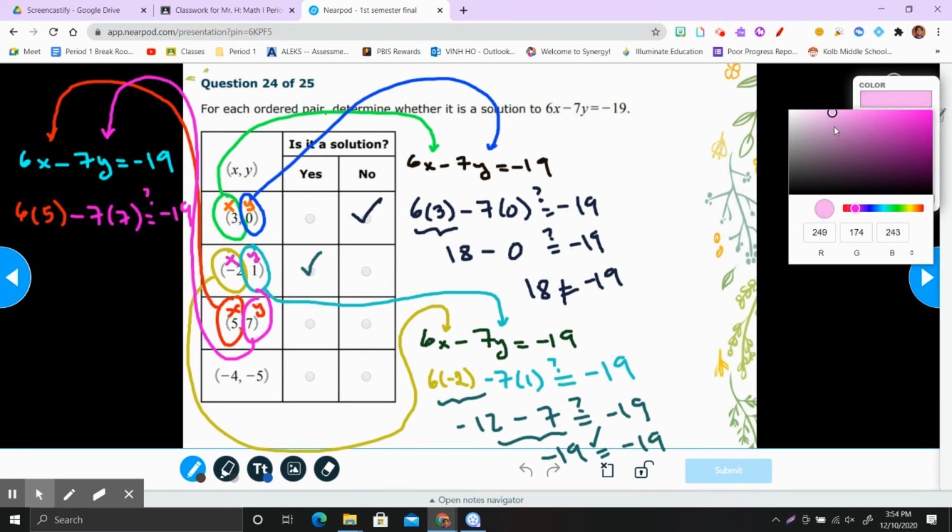So 6 times 5 is 30, minus 7 times 7 is 49. Is that equal to negative 19? 30 minus 49 is negative 19. It's equal to negative 19. Then the answer is yes, they are. This is a solution. All right, that's it. And you can try the last one. The idea is the same. Plug in x and y.